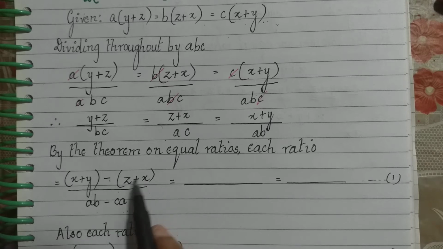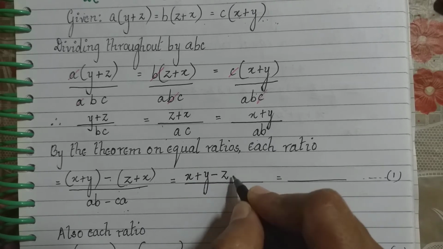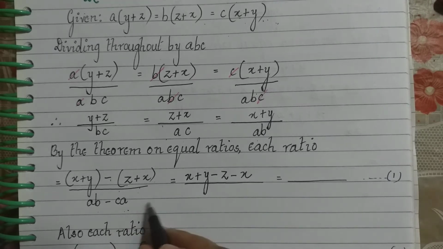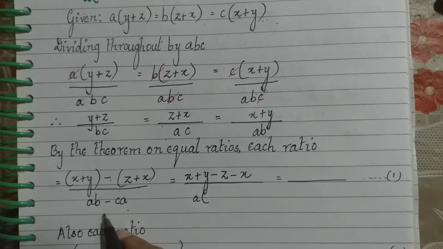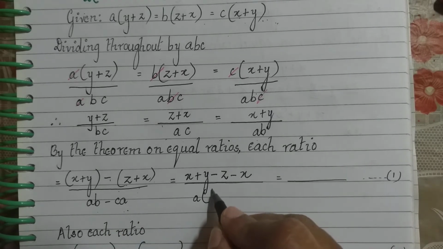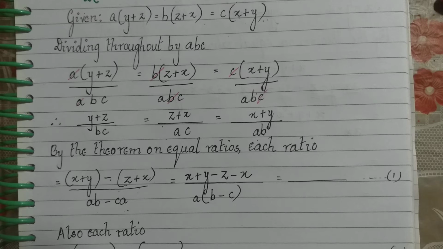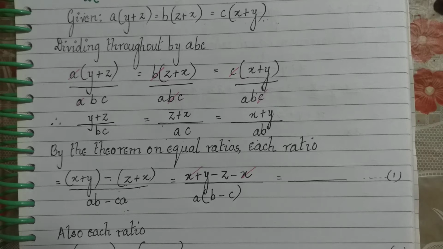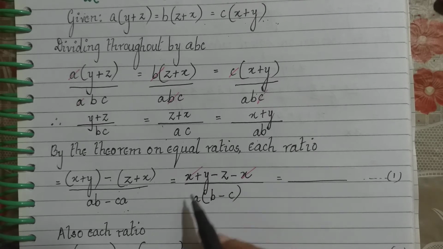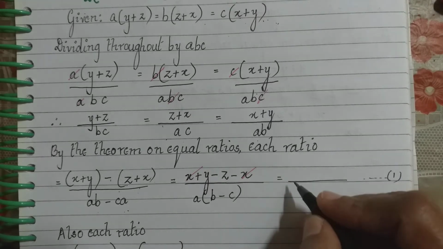Now we open the brackets here. Opening the brackets, both z and x become minus. So I write here x + y - z - x. What about the denominators? ab - ca. A is common, so we write it out. What will be left inside the bracket? b - c. Now look at the numerator. We have plus x and minus x, which cancel. So what have I been left with? (y - z)/(a(b - c)).